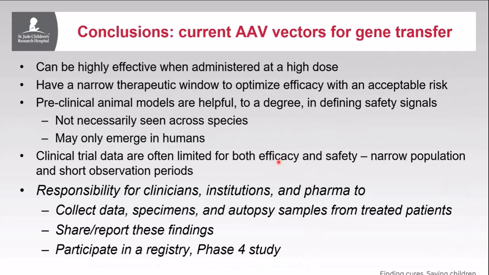So I'm just going to wrap up and just say that despite these words of caution, AAV vectors for gene transfer can be highly effective, even when administered at a high dose. But there's a narrow therapeutic window between nailing it where you're getting efficacy and avoiding toxicity. And that the preclinical models are helpful, but just to a degree. The clinical trials are often limited. We need to have these post-marketing registries, et cetera. So that would be my plea here.